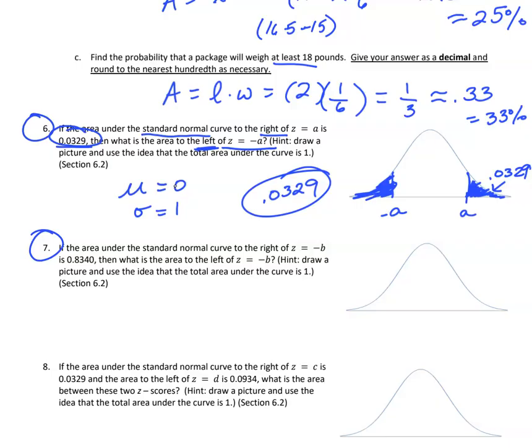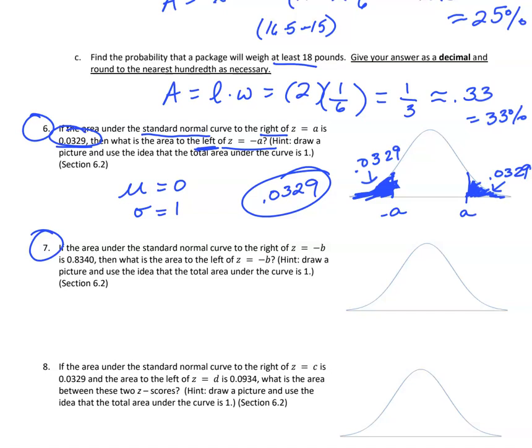To the left of positive A, that would have been all of this, right? That would have been the complement. They didn't ask for that. They said the area to the left of negative A. So negative A has to go on the opposite side of the graph and be symmetrical. So the area to the left of it would be the exact same as the area to the right of positive A, 0.0329 again. Okay, that's why the picture for these is so important.